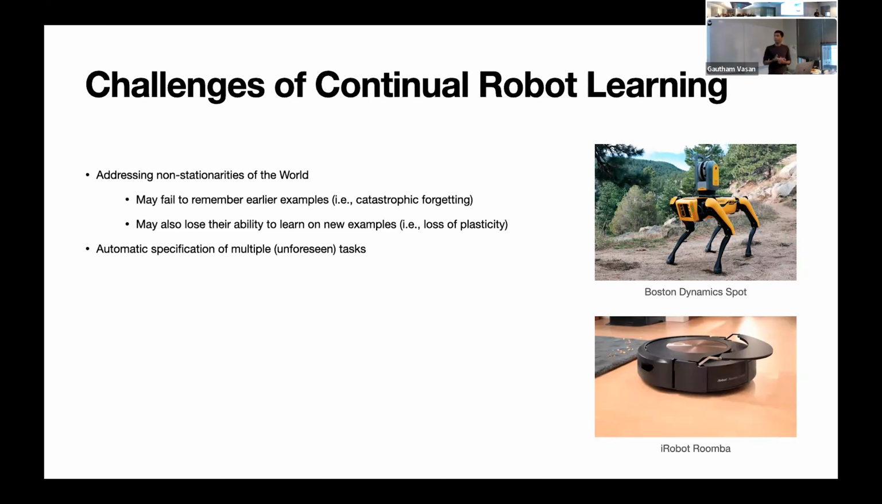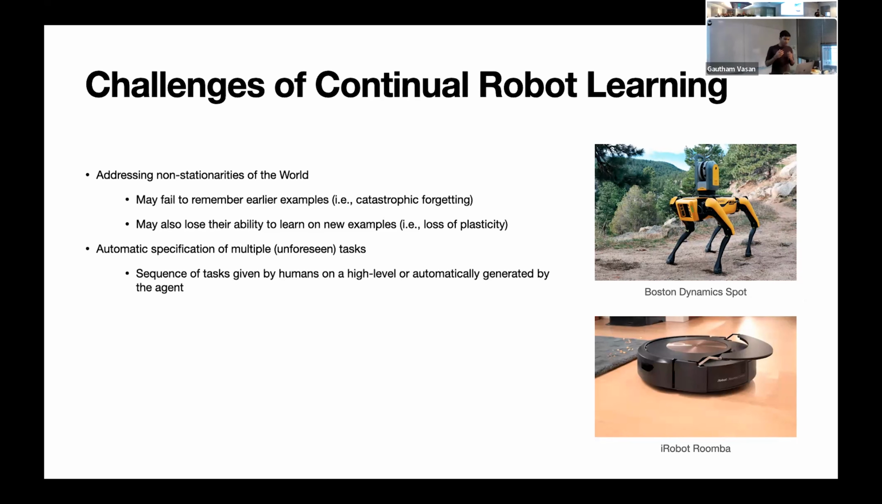Another challenge is the automatic specification of multiple unforeseen tasks. So we are talking about robots which can solve an open-ended sequence of tasks throughout its life. So this, by definition, means it doesn't get to see a lot of the tasks beforehand, and it has to be able to solve it when it gets access to it. So this sequence of tasks, they're usually given by a human on a high level, or it has to be automatically generated by the agent.